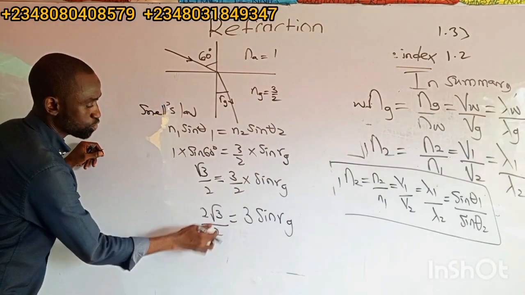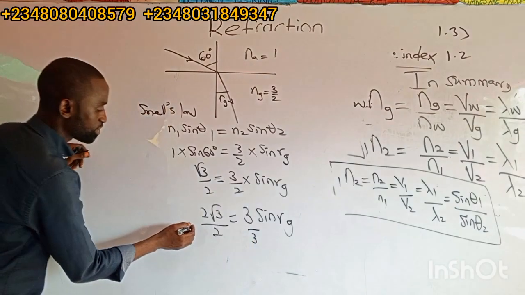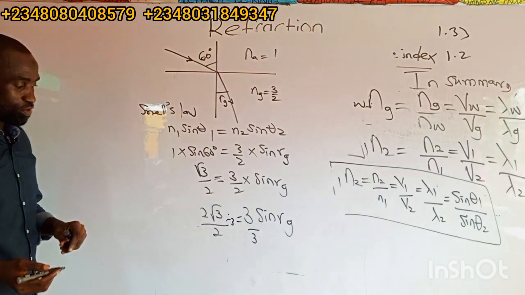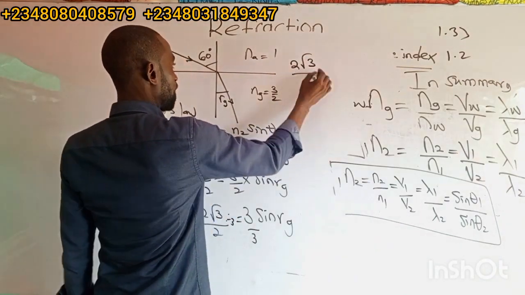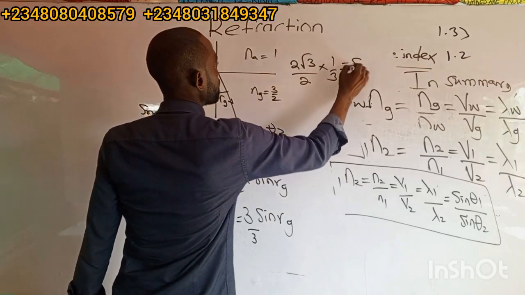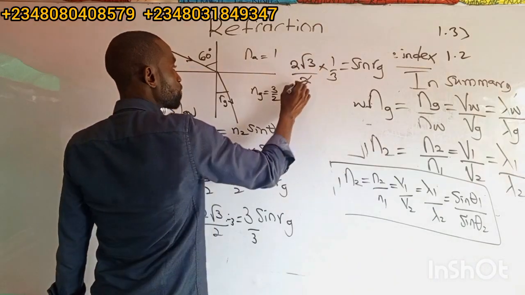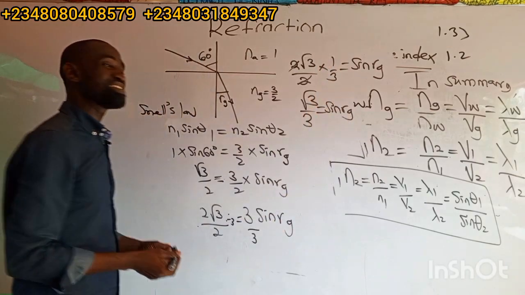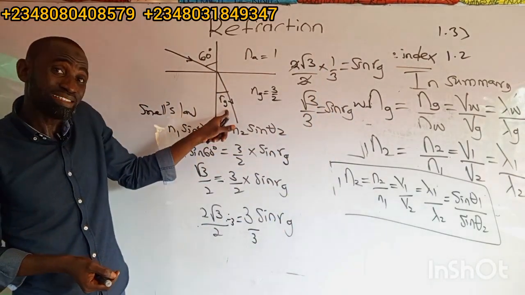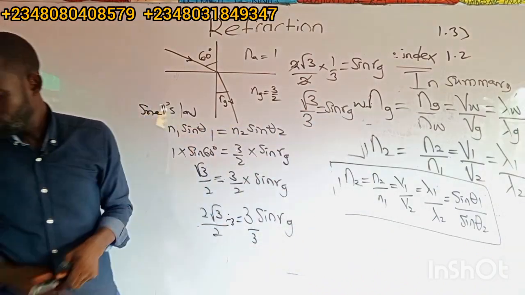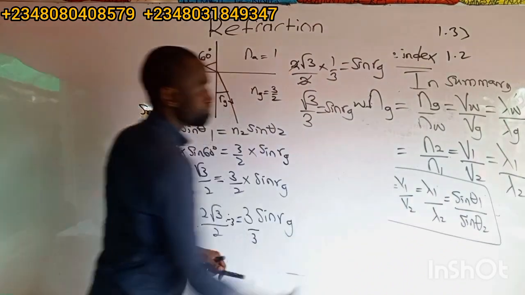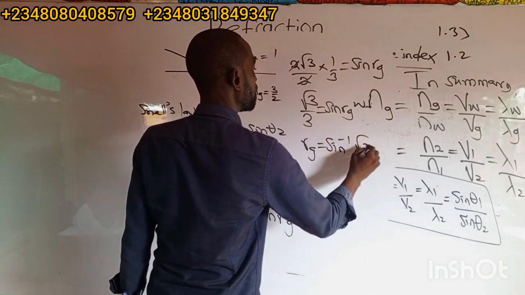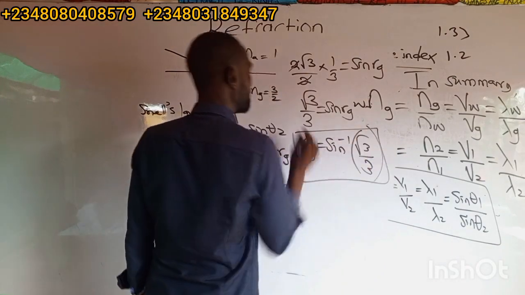So this times this is 2 root 3 over 2. What's the next thing? Divide by 3. So I'm dividing this one by 3. So everything will become 2 root 3 all over 2 times 3 equals sine r g. So what happened? This will cancel out this. So now we know root 3 all over 3 equals sine r g. We also find the sine of angle of refraction in glass to be like this, but if you have to find the angle of refraction, it will now be sine inverse of root 3 all over 3, or 1 over root 3. So that is the answer.